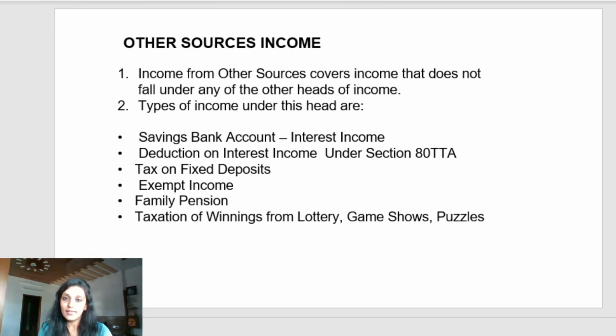Then another income which falls under the other sources head is tax on fixed deposit.